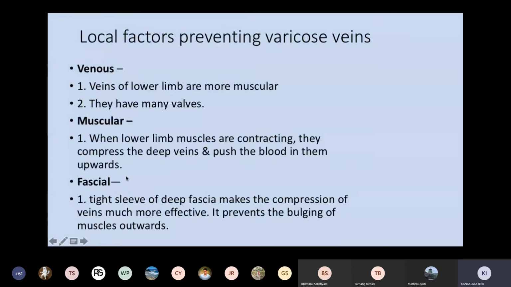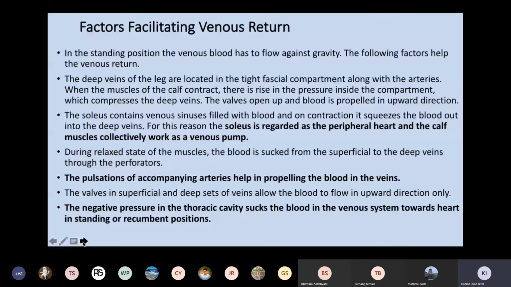Okay, there is a deep fascia in the whole of the inferior extremity, which is quite strong. And it tightly compresses all the muscles which are there. So this tight sleeve of deep fascia compresses your peripheral heart, the soleus and the gastrocnemius, and helps in pushing the blood upwards. So these are facilitating venous return. It is the same thing which we have already said. The veins are muscular, there are many valves, and there is a soleus muscle which acts as a peripheral heart.